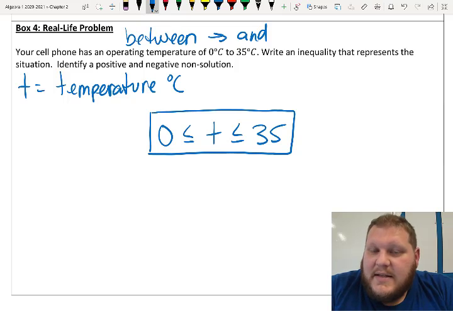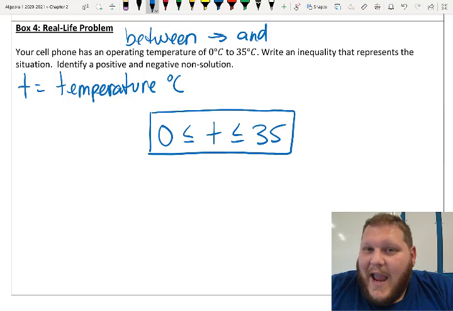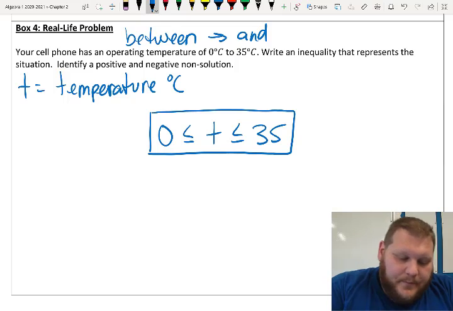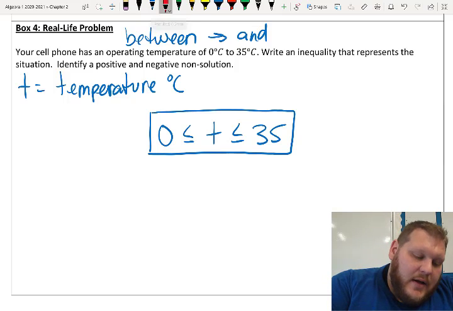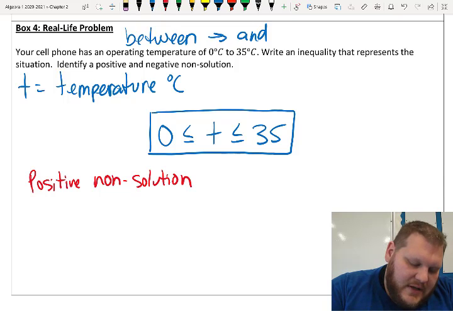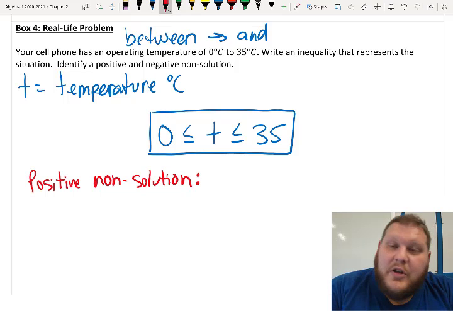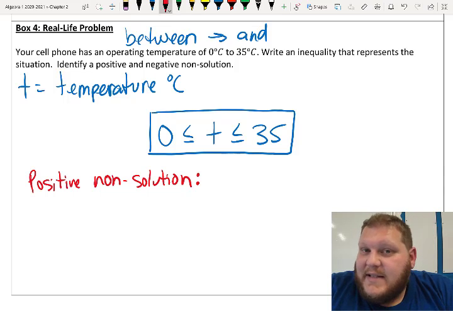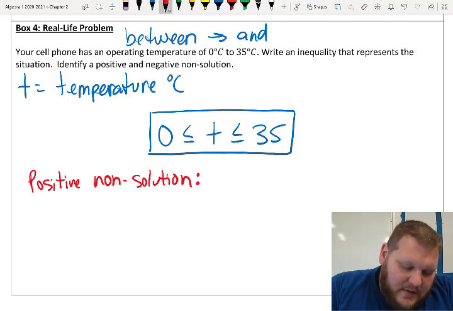I can be 0 degrees, I can be 35 degrees, I can be any number in between those two, but as soon as we get outside of that range of temperatures, my phone starts acting funky or not working properly. So for the last part, I need one temperature that is a positive non-solution, meaning a temperature that's too hot for my phone to handle, which really just means any number bigger than 35 is going to be a positive non-solution. So the smallest one you could say is 36 degrees Celsius.